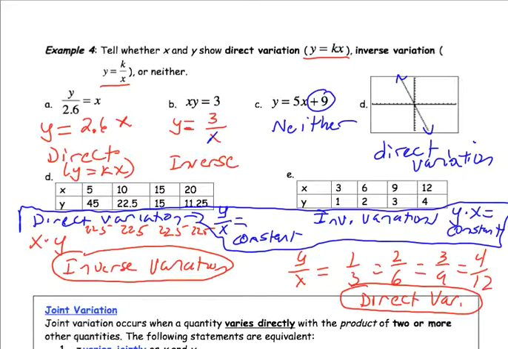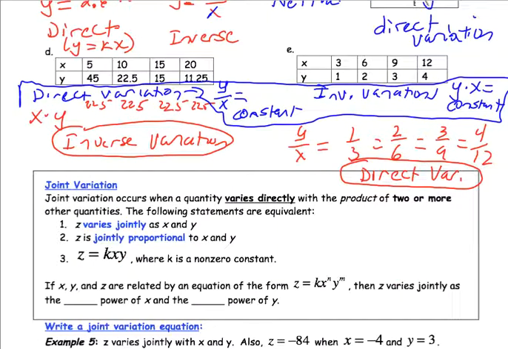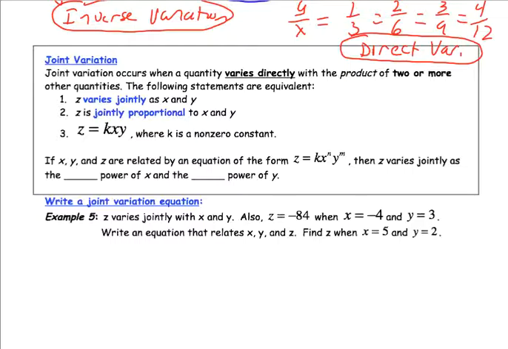Next idea is we can talk about joint variation. So now we can combine the ideas that we had for direct and inverse variation with multiple variables. Joint variation occurs when a quantity varies directly with the product of two or more other quantities. So I can say z varies jointly as x and y. Z is jointly proportional to x and y, or the statement z equals k times x times y. These are all equivalent statements.